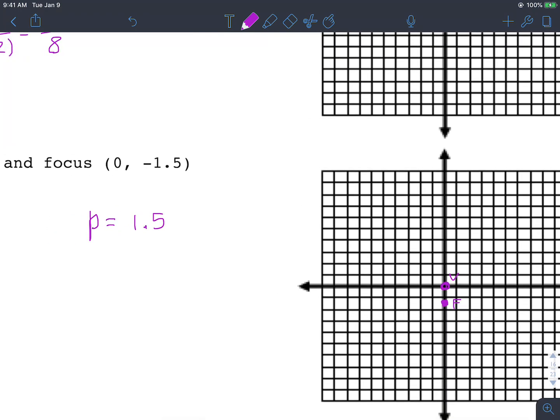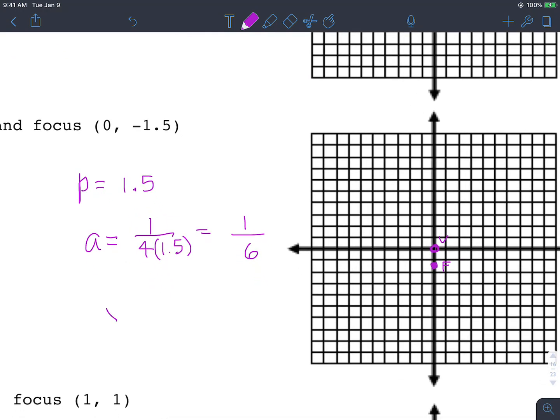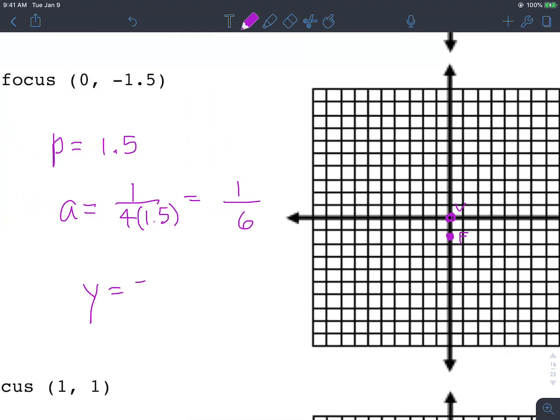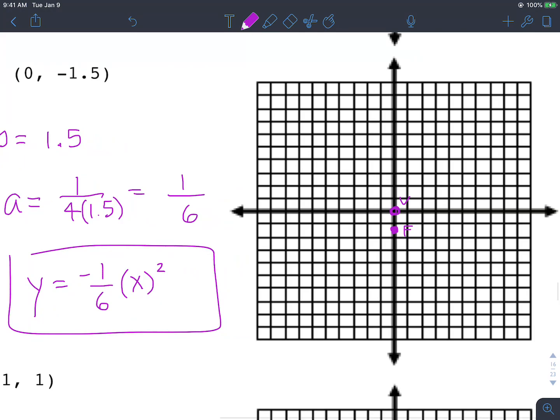Then let's say, okay, A is 1 over 4 times 1.5, which is basically going to be 1 over 6. And then we can start writing this equation. Now, since it's opening downward, and I know that because the vertex is above the focus right there, we know we need a negative value. We need a negative 1/6. And then h and k is 0 and 0, so this will just be x squared like this, and then plus 0, which is plus nothing right there, so you can just leave it like that. That's your equation.